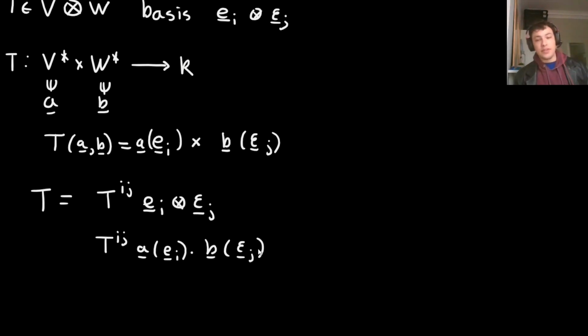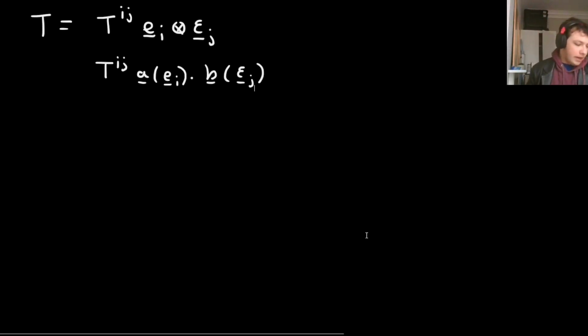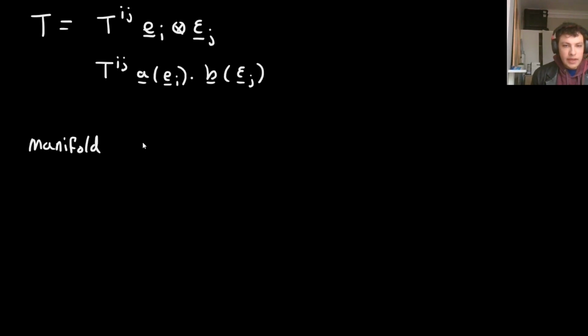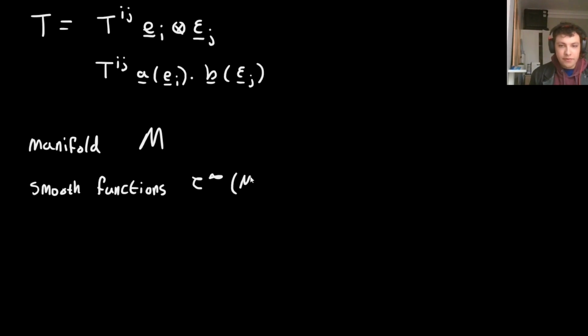Okay, so that's how we construct the sort of naive tensor product. One of the most common places where this is going to arise is in differential geometry and general relativity. So we start with a manifold M, and we can consider smooth functions on that manifold, so infinitely differentiable functions into the real numbers. And so we call this C infinity from M into R, and we're actually just going to call this curly C for now.